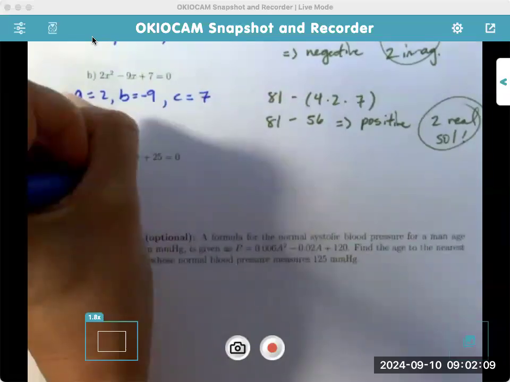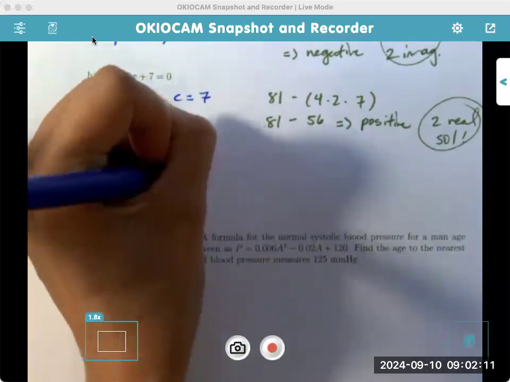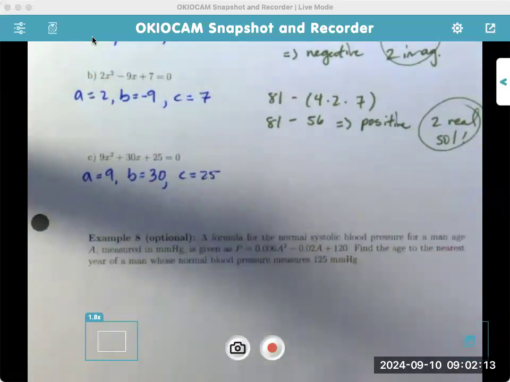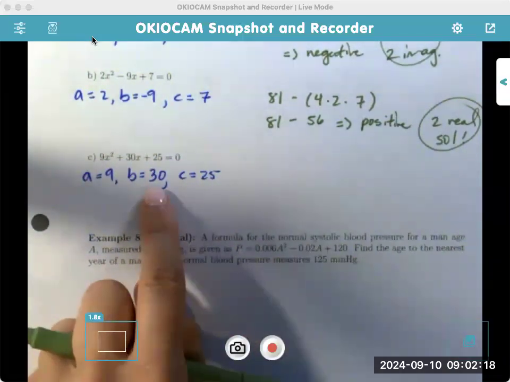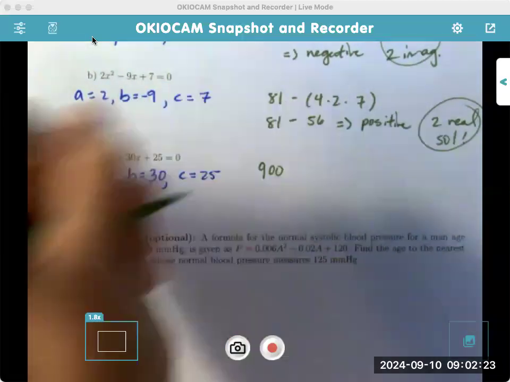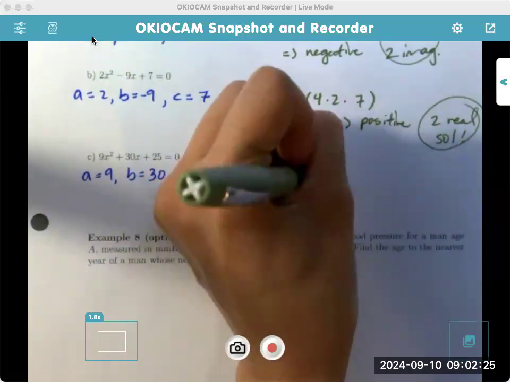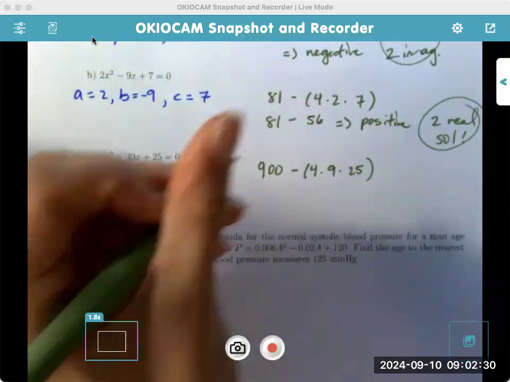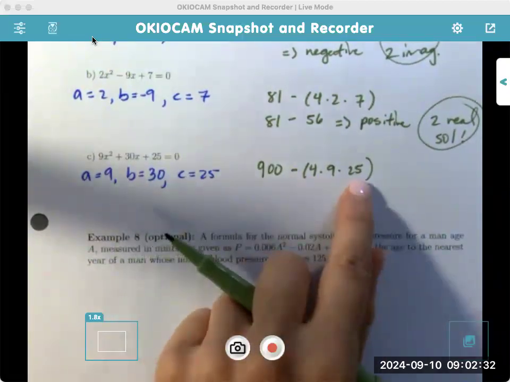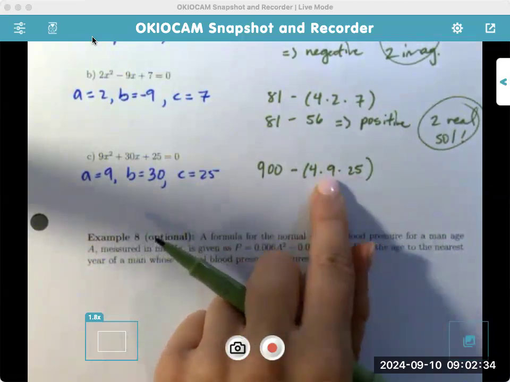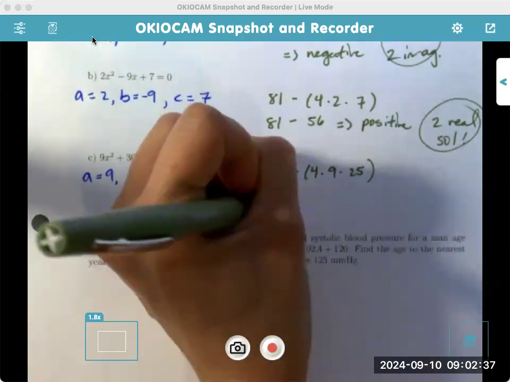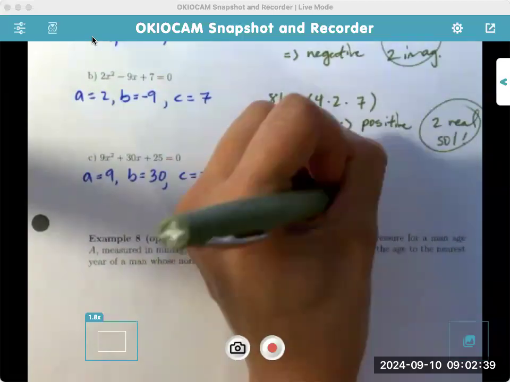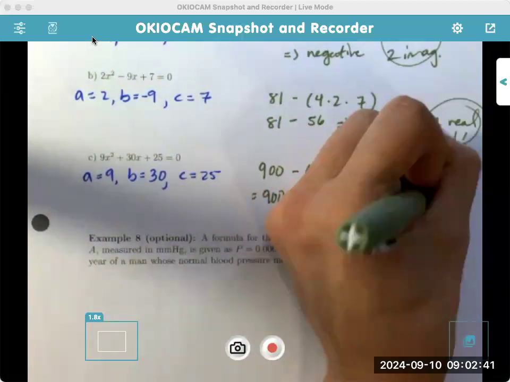A is 9, B is 30, and C is 25. Okay, so 30 squared, 3 times 3 is 9, with 2 zeros behind it. So it's 900 minus 4 times 9 times 25. Well, 4 times 25 is 100, times 9 is 900. That's 900 minus 900, which is 0. That means we have 1 real solution.